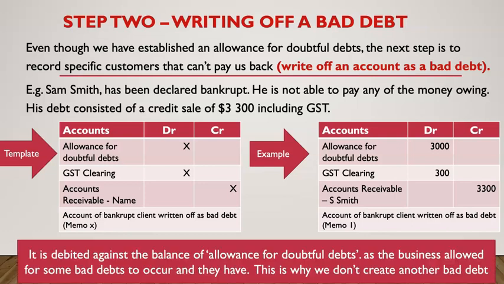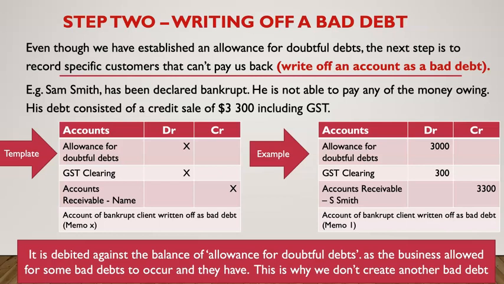Why is this allowance for doubtful debts included here? Why are we not recording this as an expense? It is debited against the balance of allowance for doubtful debts, as the business has allowed for some bad debts to occur. We've already made this prediction, and the prediction in some part has occurred. So this is why we don't create another bad debt, because we'd be double counting.